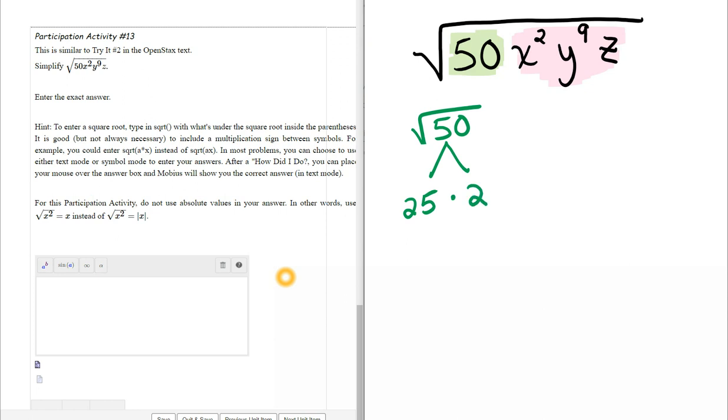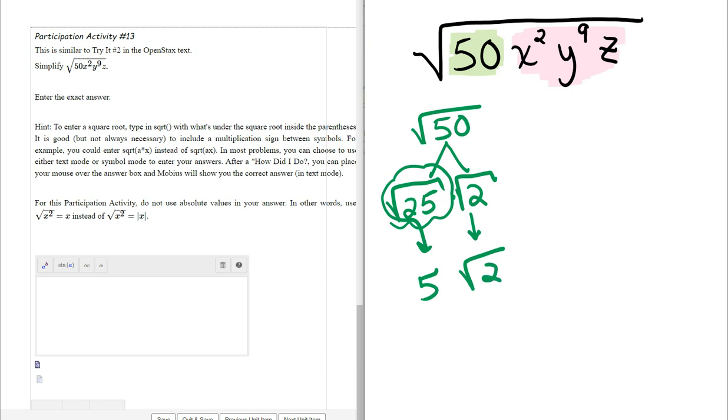Now you could also write 2 times 25, but I like to put what I call the square rootable number first, because I can take the square root of 25. That's just 5. I cannot take the square root of 2, so the 2 is still stuck underneath the radical. All right, so far I have a 5, and then underneath the radical, I have a 2. That's part of my answer.